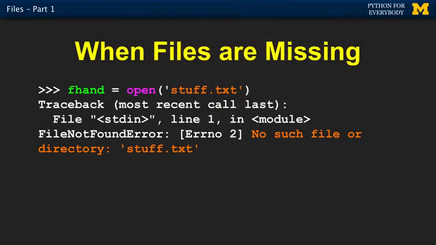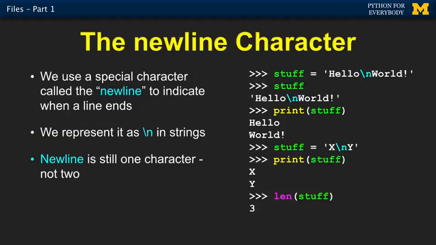If you try to open a file that's not there, not surprisingly, we get a traceback, okay? Later we'll see how to use a try and except to deal with the fact that sometimes files don't exist and you want to know that.